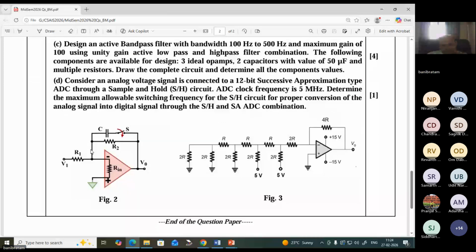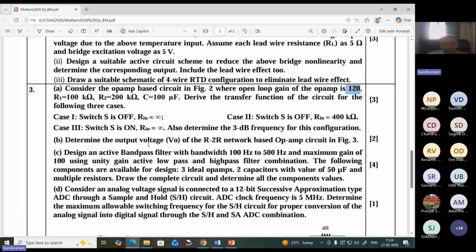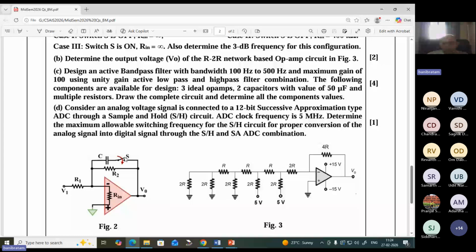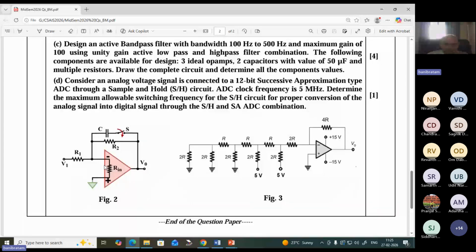In the second case, the switch is off, that means C is not connected, but Rin is 400 kilo ohm. If Rin is infinity, then whatever current is flowing from V1, nothing will go inside, and all the current will pass through this one. Calculating from the V0 side also, the current comes and goes directly over here if Rin is infinity. But if Rin is finite, then R1 and Rin will become in parallel, or R2 and Rin.